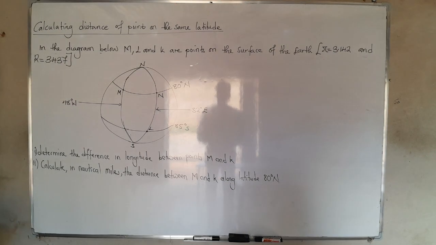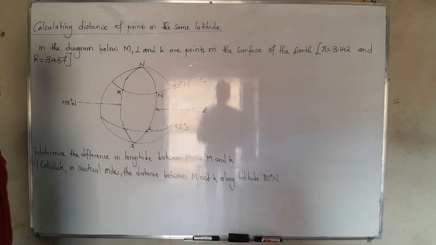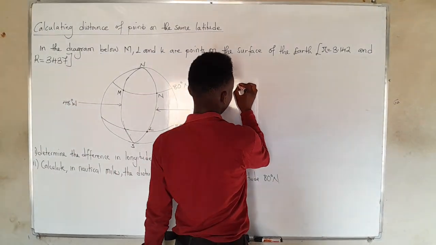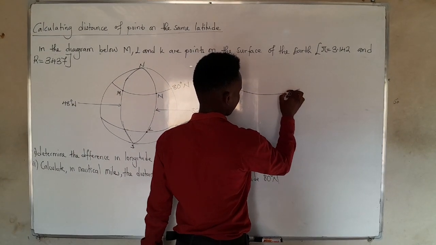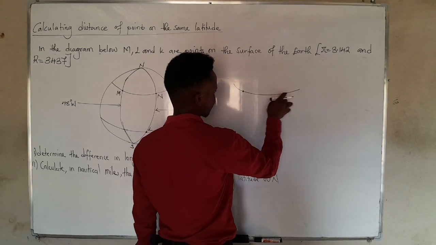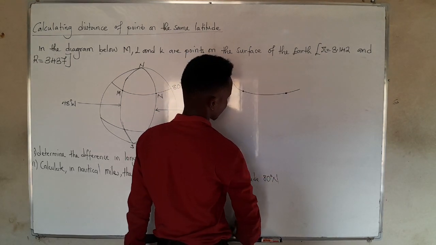So we are now doing calculations. We are saying calculating distance of points on the same latitude. What do we mean? We mean that the 2 points, if we want to calculate their distance, they must lie on this same line of latitude. So they must be on the same line of latitude. That's what we are looking at.